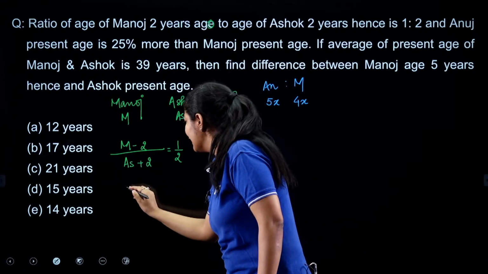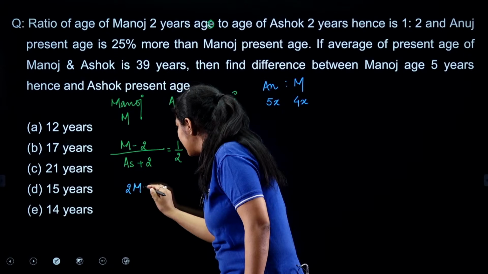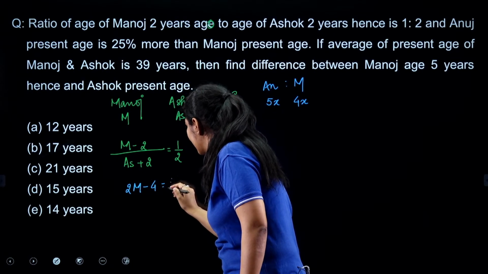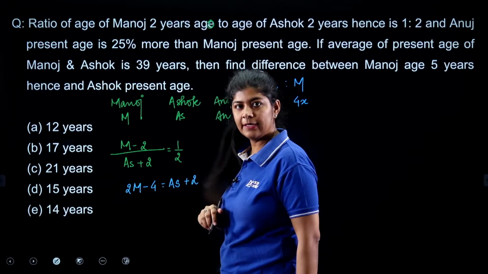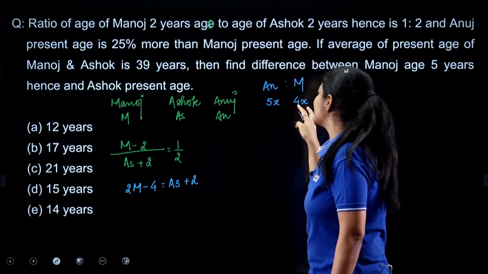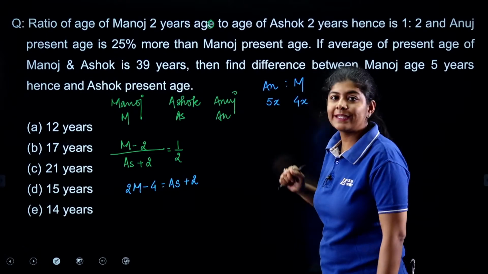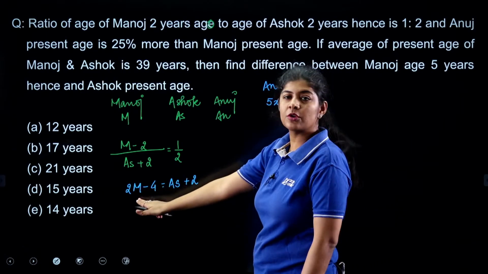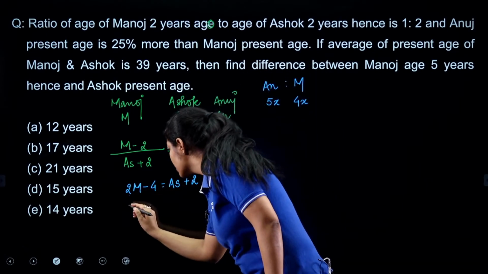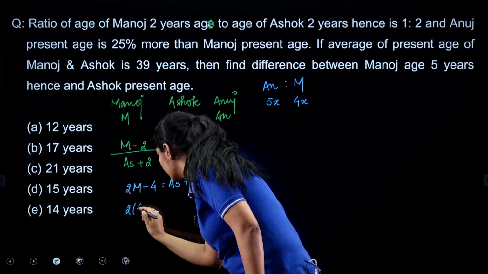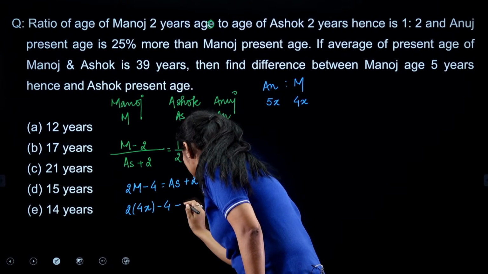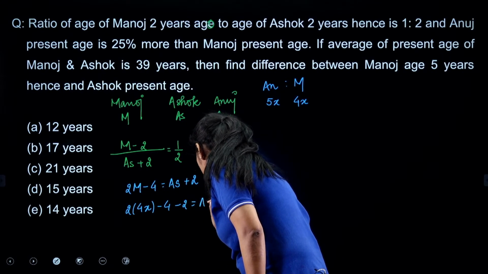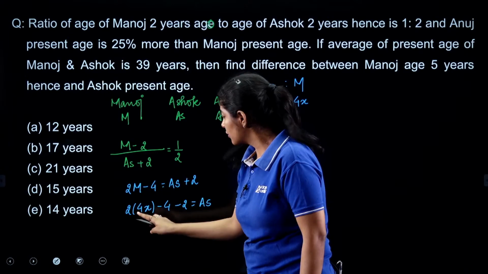So I can say that twice of Manoj minus 4 is the present age of Ashok plus 2, right? So if the present age that we are assuming for Manoj is 4x, I will simply substitute the value of 4x here. So 2 into 4x minus 4 minus 2 is the present age of Ashok, right? So here what we got?